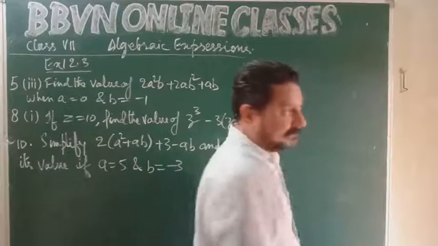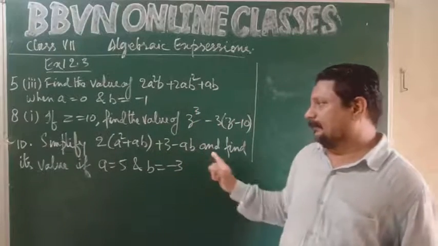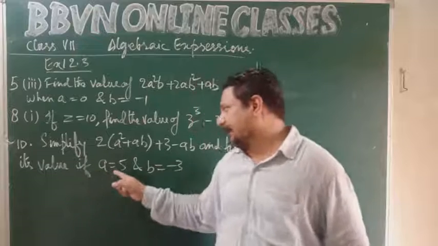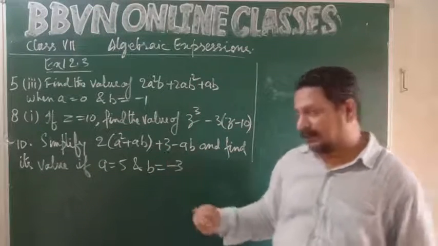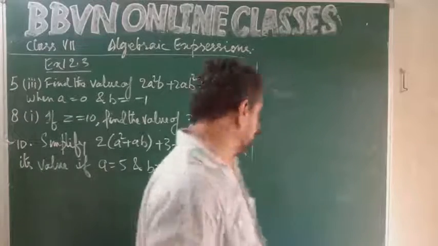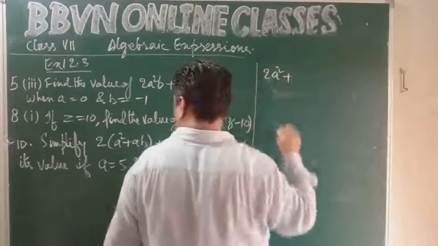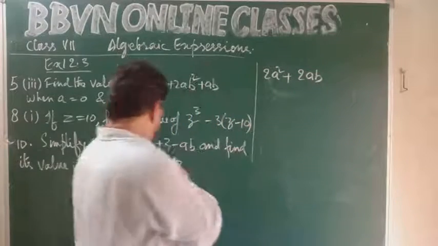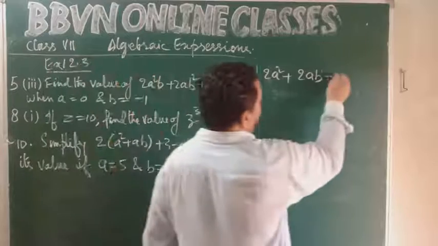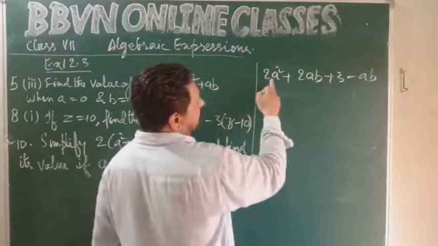The question says, simplify this expression and find its value if a equal to 5 and b equal to minus 3. Let us first open the brackets and see what can be simplified. So 2 into a square is 2a square plus 2 into ab is 2ab plus 3 minus ab. Now this turns out to be 2a square.